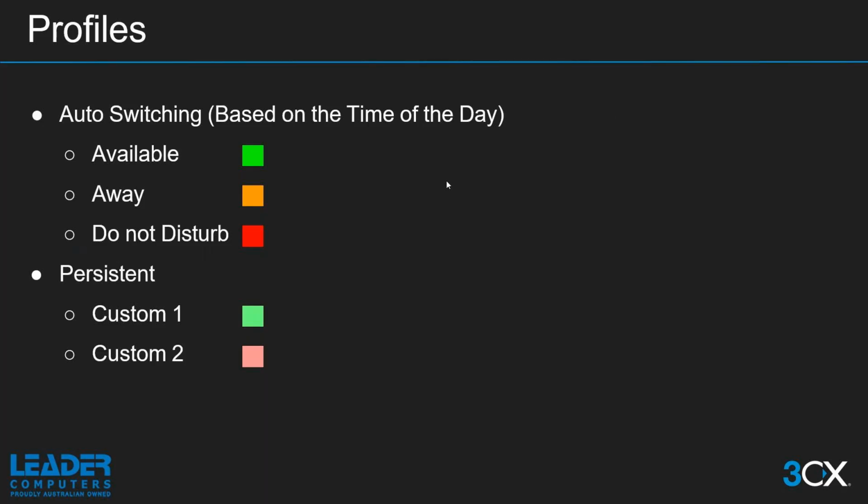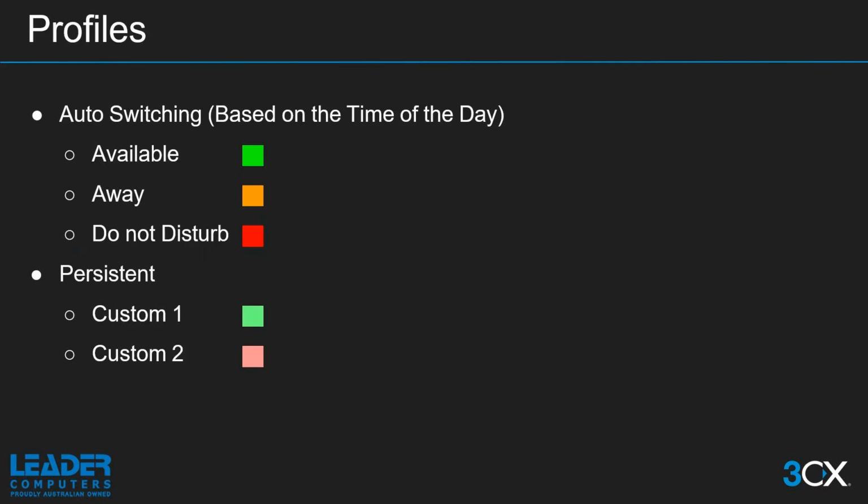And away is basically when you use it on break time, or 3CX can change it to away if you predefine your break times, and do not disturb is basically out of office. And there is also a custom 1 and custom 2 setting, which you can make use of. For example, let's say you want a custom 1 setting for diversion.